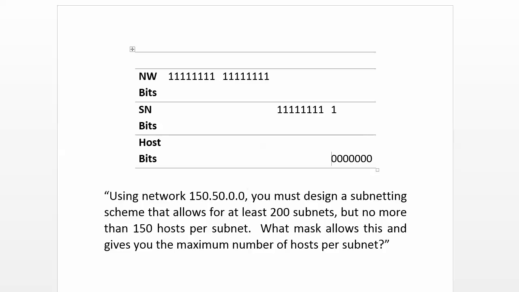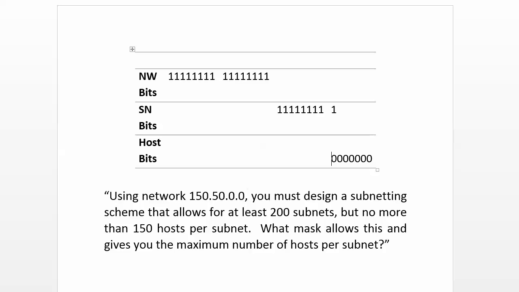Now we need to know how many valid hosts do we have on each subnet now? 2 to the 7th power, 2, 4, 8, 16, 32, 64, 128 minus 2, 126. So this mask works. It meets both requirements. Now you could look at it and say, well, I could borrow another host bit and it would still work because I'd have at least 200 subnets and I'd have no more than 150 hosts. But the question is also saying what mask allows this and gives you the maximum number of hosts per subnet.